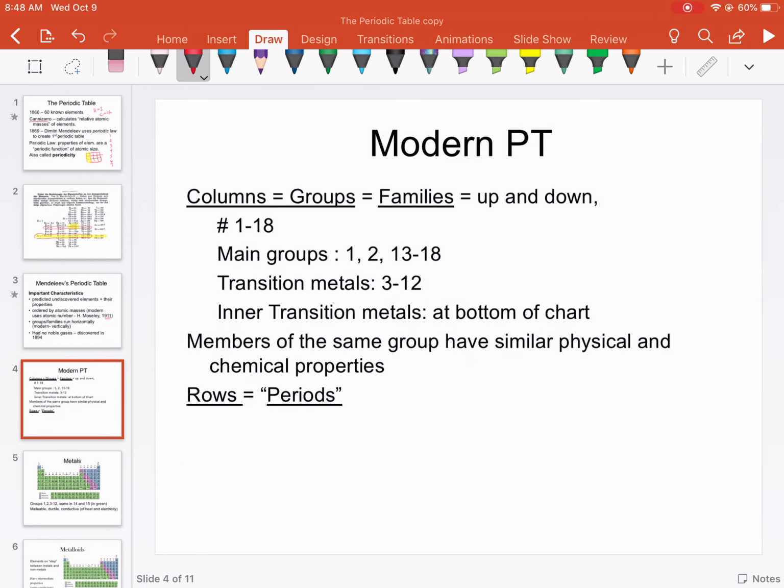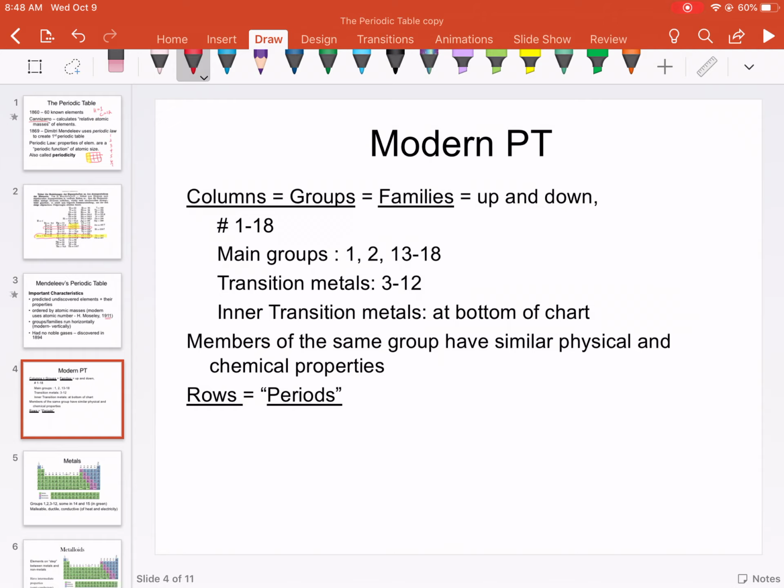And then that brings us to the modern periodic table. In the modern periodic table, the columns make up our groups or families, so they run vertically up and down. They are numbered 1 through 18. There is a different numbering system that involves Roman numerals, but we don't use that system.